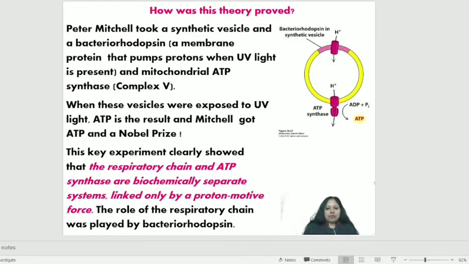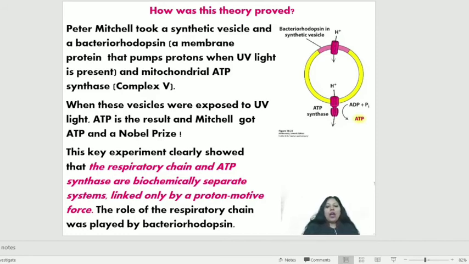His hypothesis was proved by forming an artificial membrane, an artificial lipid bilayer, which is termed a synthetic vesicle. It is shown in this picture. The synthetic vesicle, the circular one, is artificially formed, and it exactly represents the lipid bilayer structure of cell membranes.